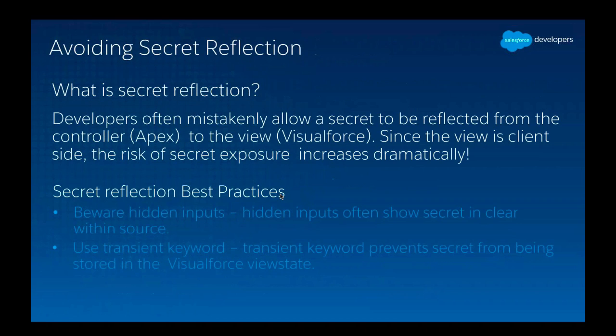And the last thing is to avoid secret reflection. Beware of hidden inputs when you're writing code. You shouldn't use hidden inputs as the only way to protect your secrets from users, because users can still see those secrets in the code of the page even if they are not seeing them in the UI. And use the word transient when you are dealing with the secret in Apex code, which prevents the secret from being leaked in the view state.